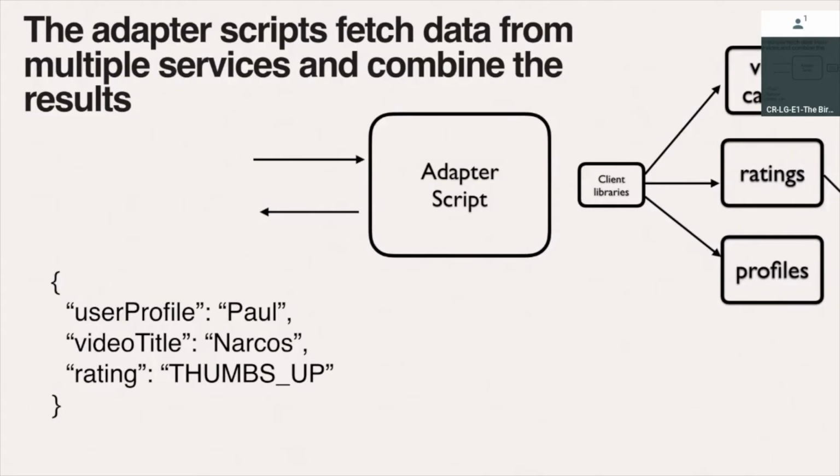We need to talk to the profile service to get my profile name. We need to talk to the video service to actually get metadata about our video. And then there's a rating service to get my thumbs rating. And the device kind of just needs all of that. So from the device point of view, we want to have one call, one API that gives us the data, while in the backend, our adapter script takes care of talking to those different services, taking care of error handling and things like that, and combining that data.